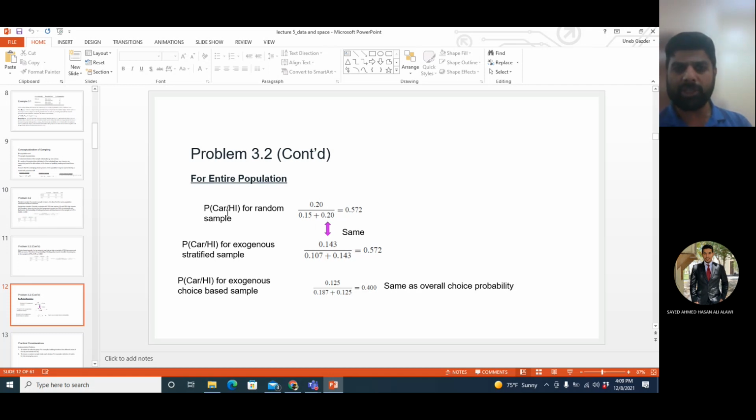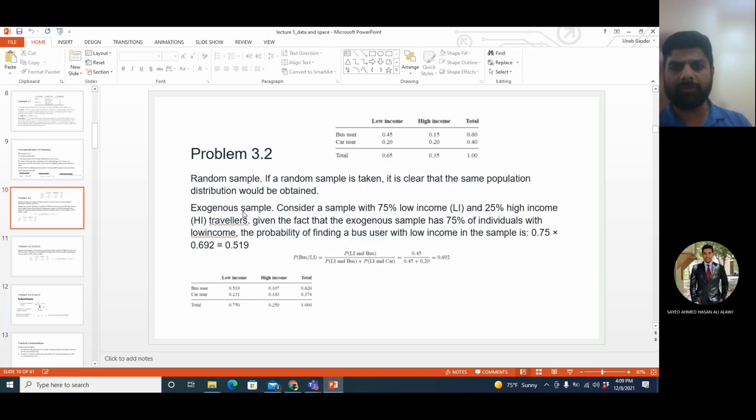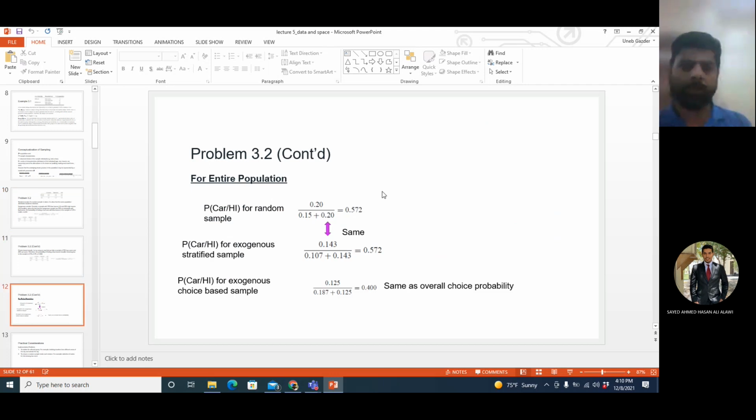this is conditional probability. So in conditional probability, first of all, what is the common probability that a car user is in the high income group, which is given for the population as 20%. A car user in the high income group, 20% possibility. And then what is the total possibility for the high income group? 0.35. So 0.2 over 0.35, which gives 0.572 for a random sample. If you take any value randomly, there is a 57% chance that a car user will belong to the high income group.